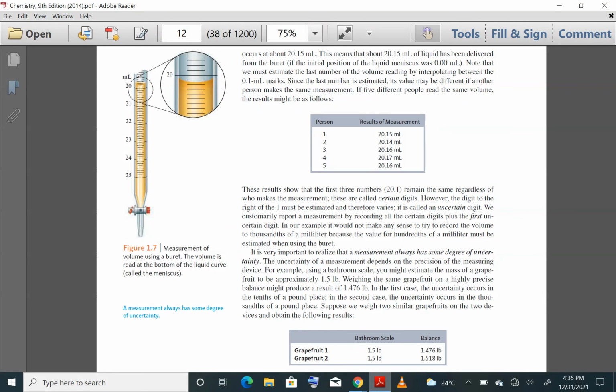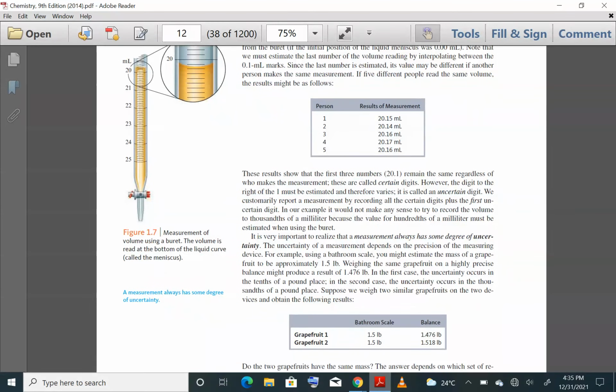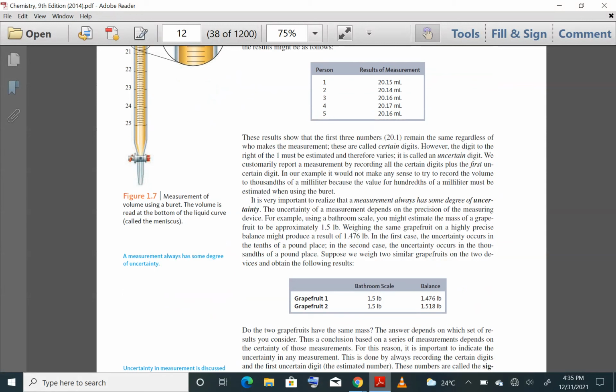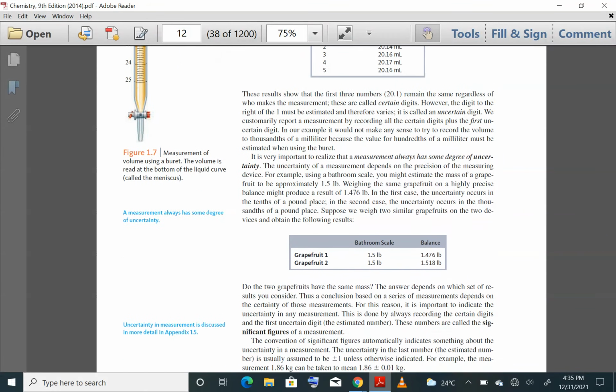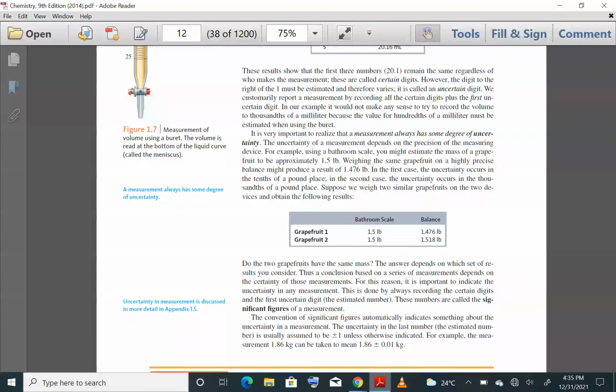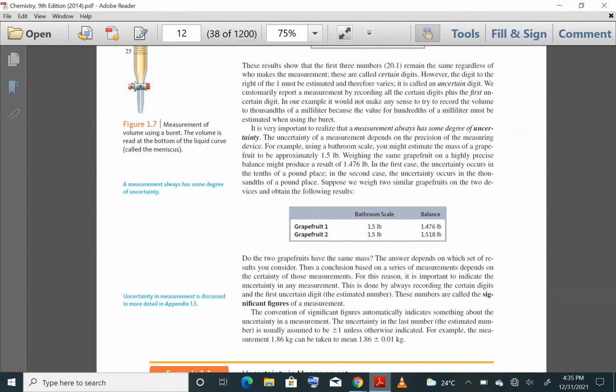So what does this then tell us? It tells us that the fourth digit is what we call the uncertain digit, because it's going to change depending on who reads it. So it's very, very important to understand that a measurement always has some degree of uncertainty. This means that no matter what we are trying to measure, there's always going to be some degree of uncertainty.